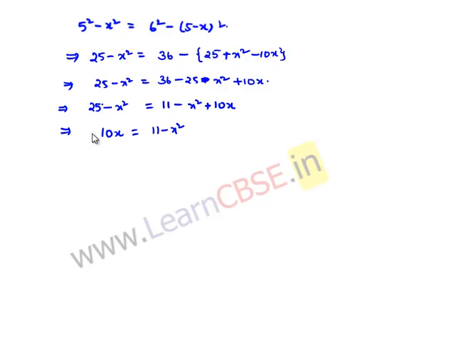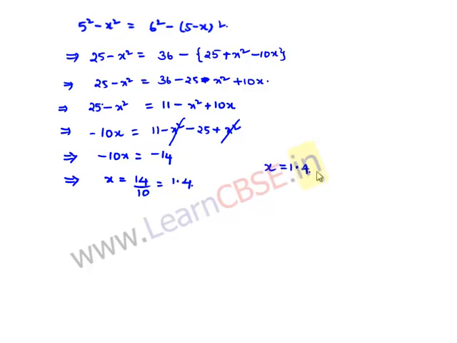Here we get minus 10x is equal to 11 minus x square minus 25 plus x square. Here plus x square and minus x square will be cancelled. That implies minus 10x is equal to minus 14. That implies x is equal to 14 by 10, that is 1.4. Therefore we got x is equal to 1.4.